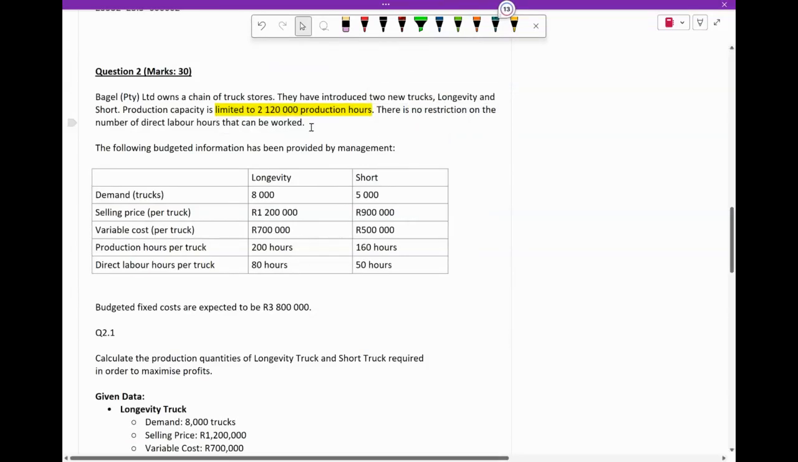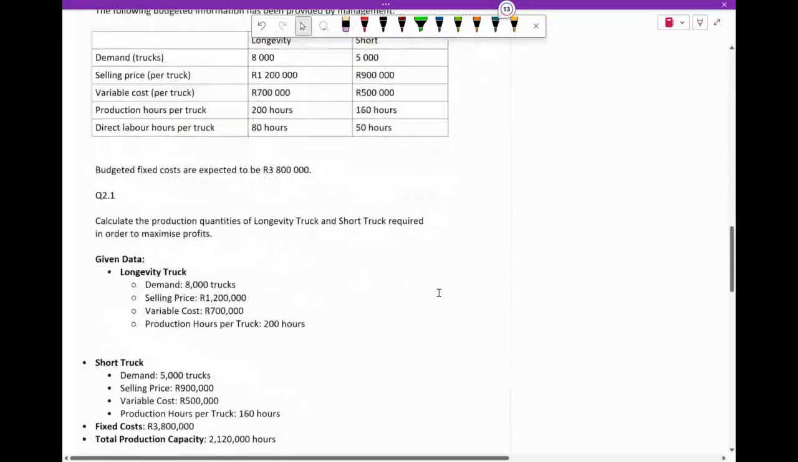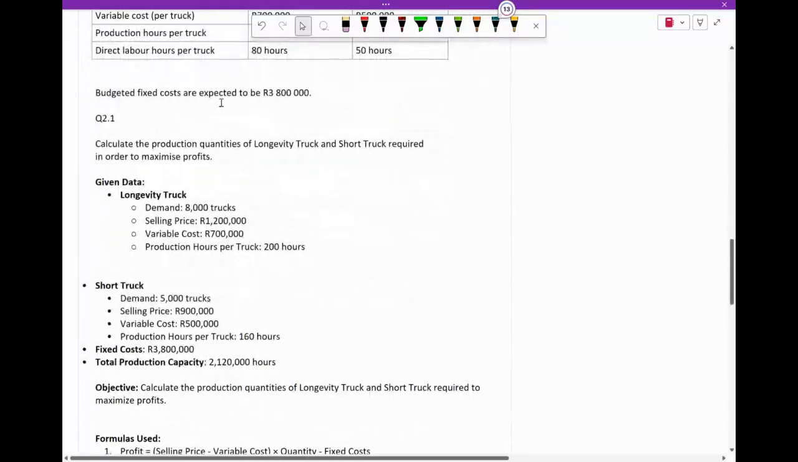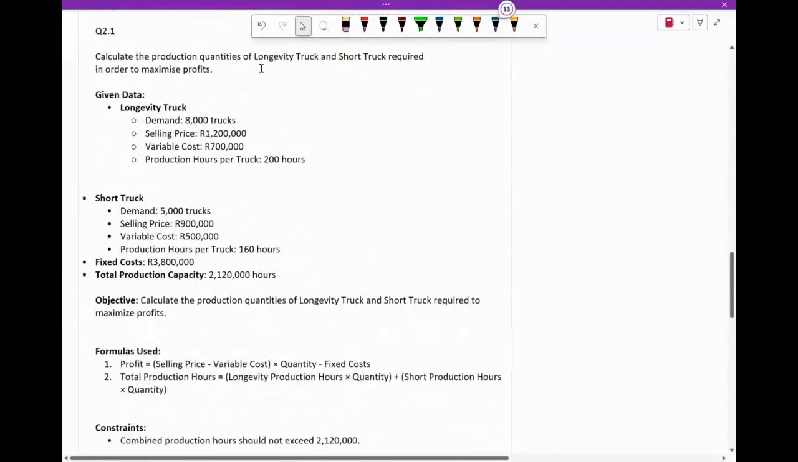Okay, so here again, remember you guys are under pressure in terms of time. Usually we will not ask you to try and calculate more than one limiting factor, depending on the nature of the question. There is no restriction on the number of direct labor hours that can be worked. So here they are making your life easy. Don't waste time with direct labor hours, assessing whether it's a limiting factor or not. Just work on production hours. Then they tell us budgeted fixed costs are expected to be 3,800,000. Calculate the production quantities of longevity truck and short truck required in order to maximize profits.